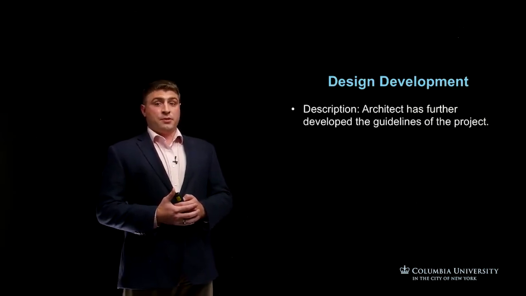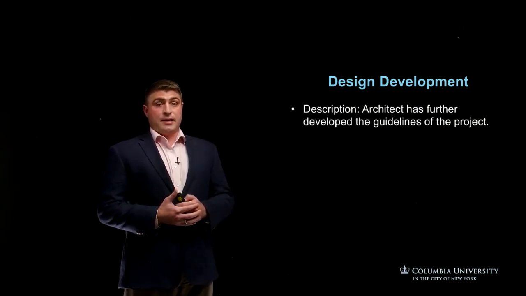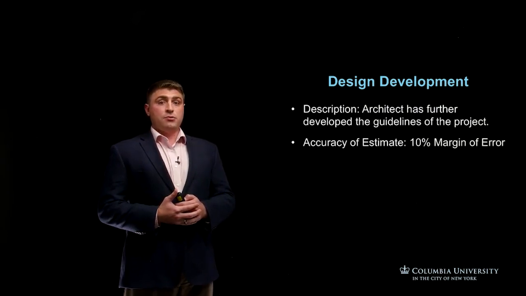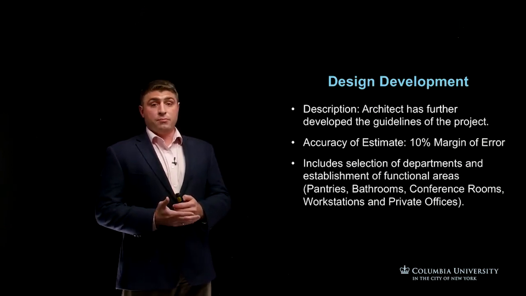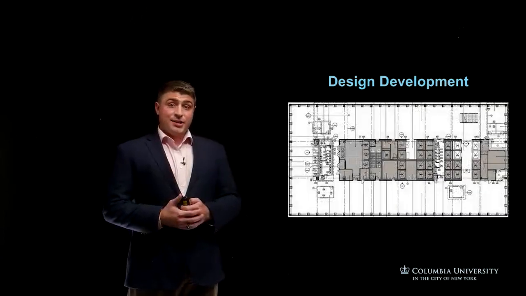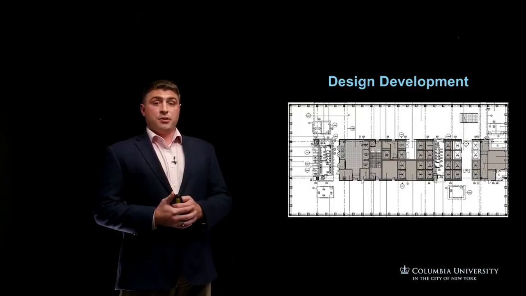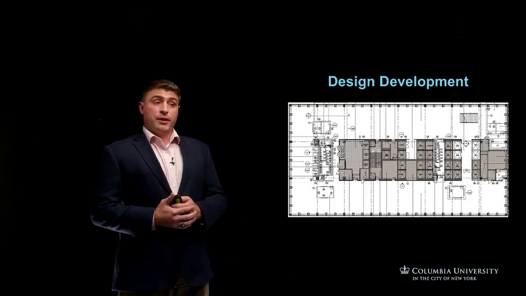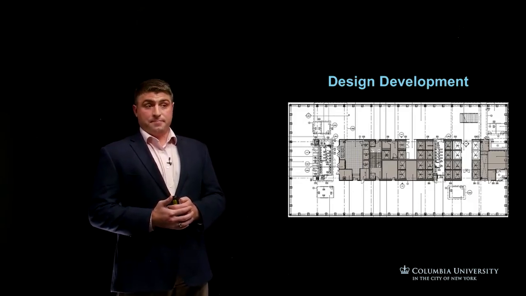The next stage of design we're going to discuss is design development. At this point, the architect has further developed the guidelines for the project. The accuracy of the estimate can be expected to be within a 10% margin of error, and it includes selection of departments and establishment of functional areas, such as pantries, bathrooms, conference rooms, workstations, and private offices. At this stage, you'll begin to see individual drawings for each specific workstream. This can include reflected ceiling plans, finish plans, furniture plans, HVAC, electrical, and plumbing plans.